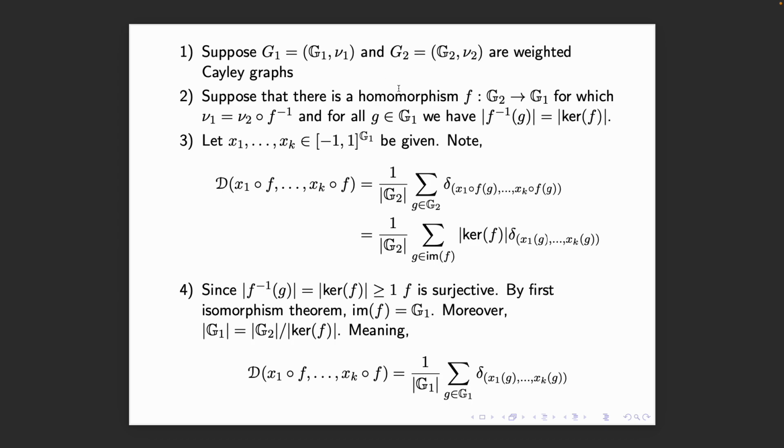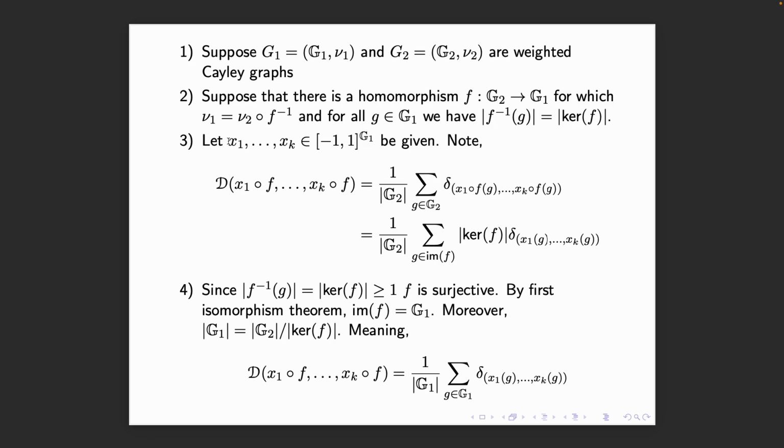Now, also suppose that if you take any element g in G1, when you look at the number of elements of G2 in the pre-image of g, it's going to be equal to the size of the kernel of the function. And so the kernel of a homomorphism is just the elements which get sent to the 0, or the identity element.